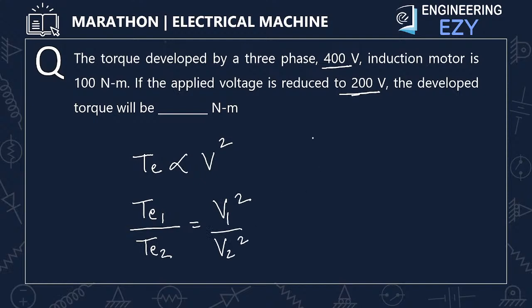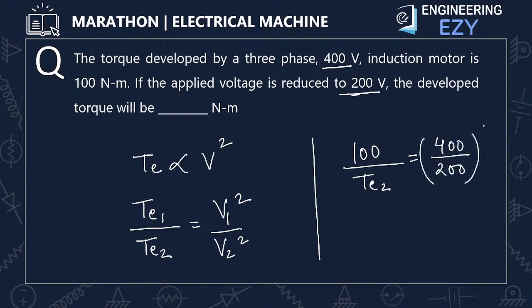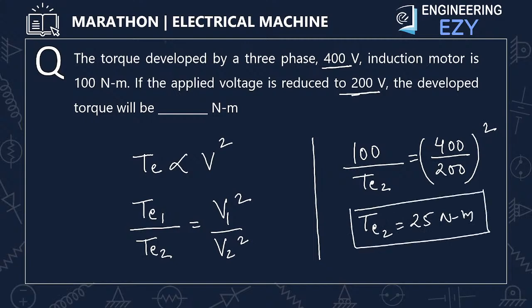Yes, Gajendra, very good. You have given the correct answer. So in the first case, the developed torque is 100. In the second case, it is TE2. In the first case, it is 400 upon 200 whole square. So TE2 is 25 Newton meter. Very good. So it is an easy question. A one mark question like this may come in GATE.